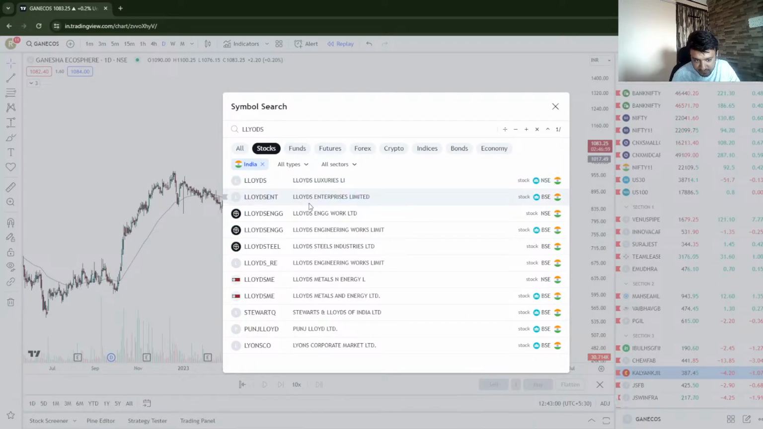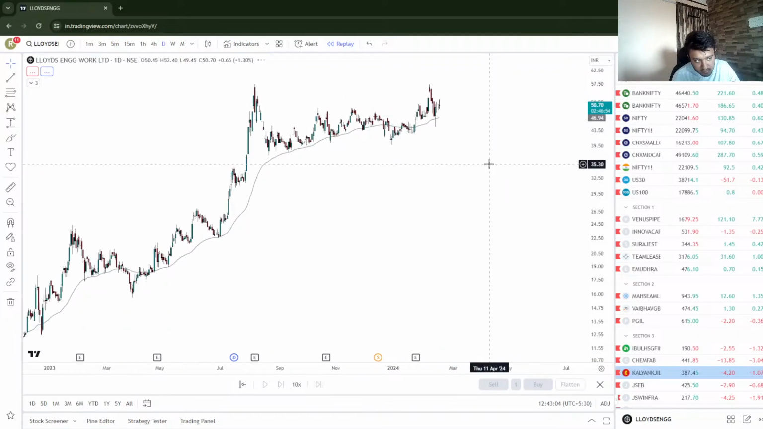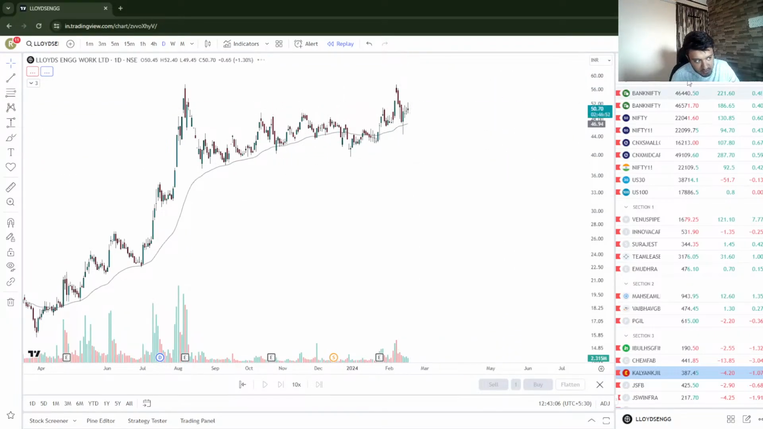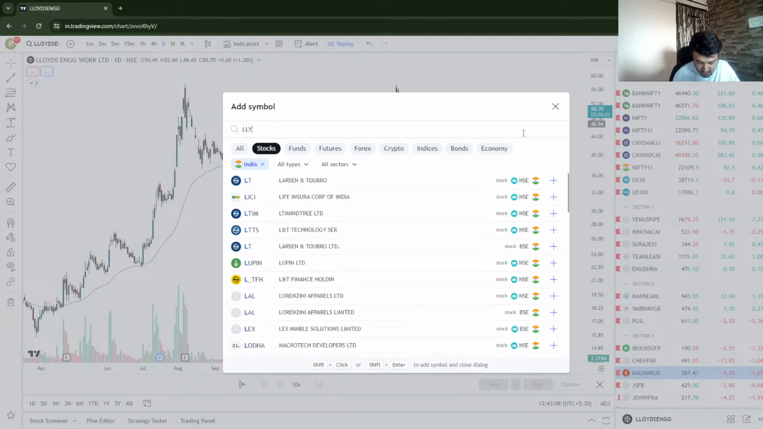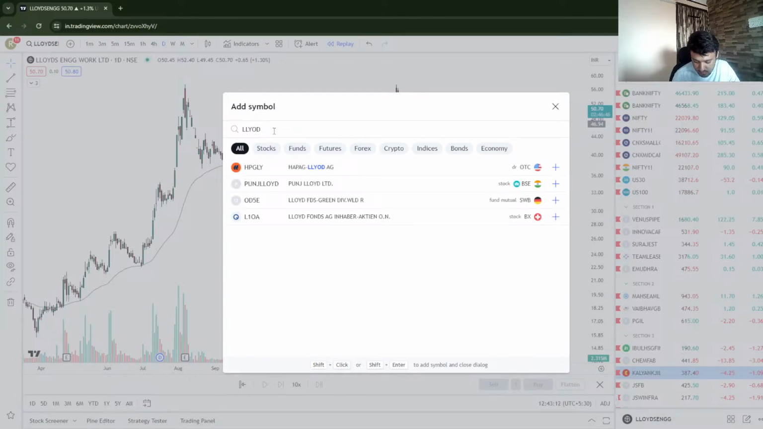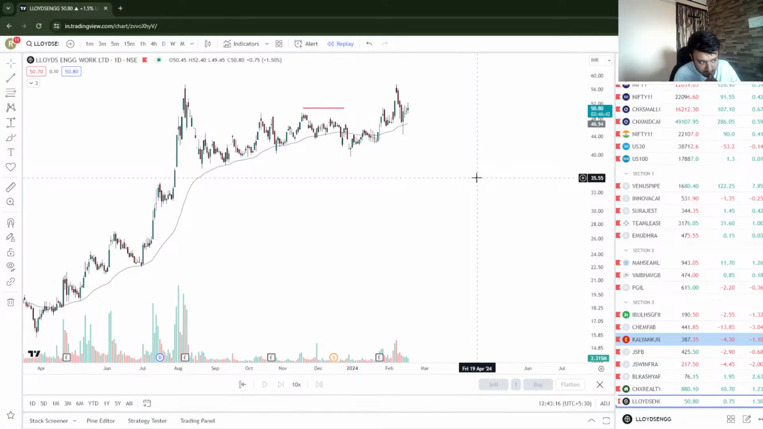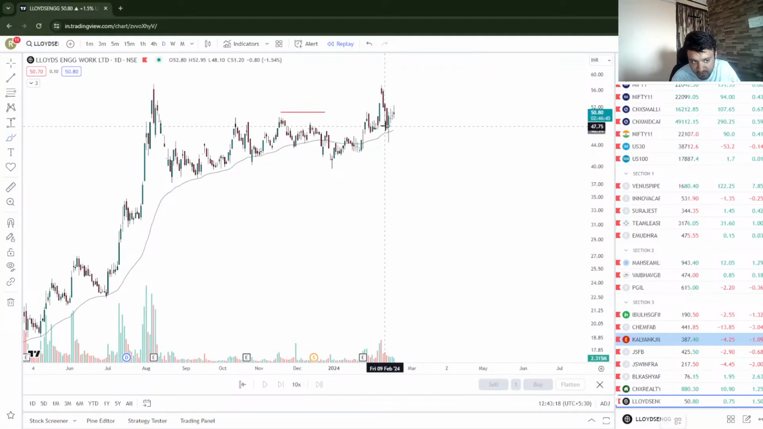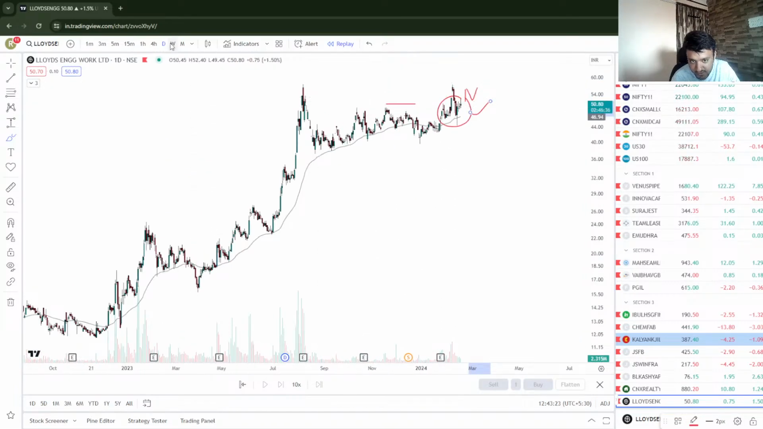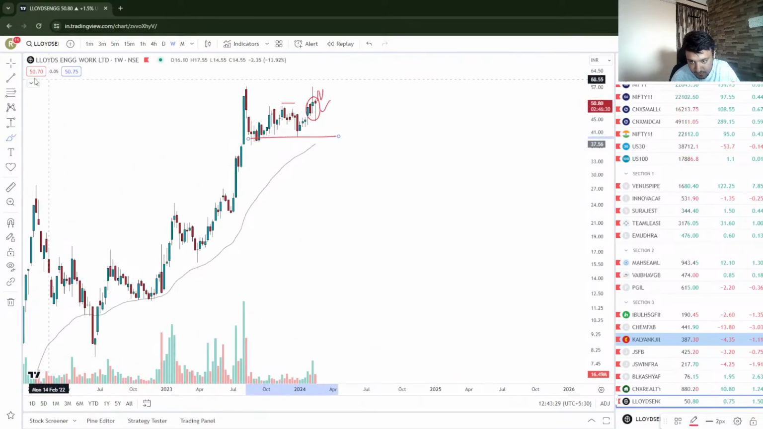Lloyd's Engineering Works. Not bad. Maybe I need to add it again. Metals are doing good. Not bad. It can maybe reject from the supply, but the stock itself on the weekly is very, very good. All right. So on the weekly, if you see, it's extremely strong.